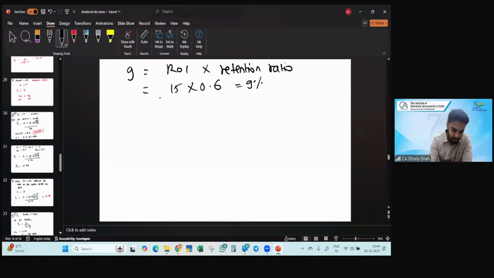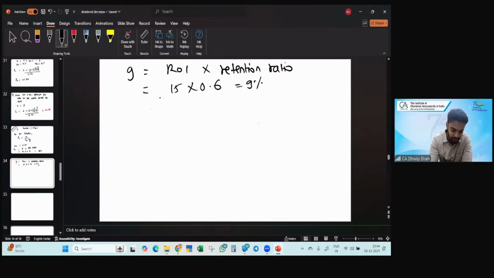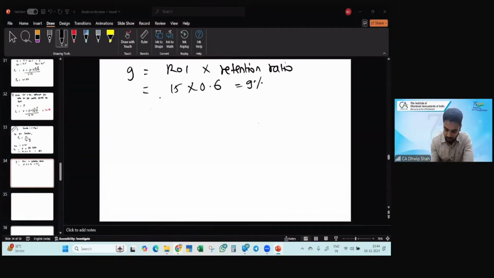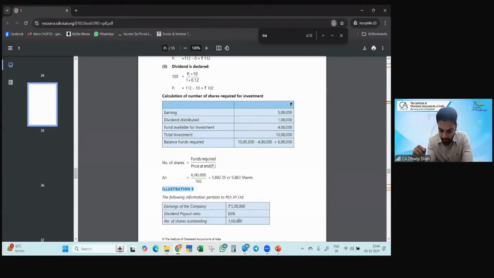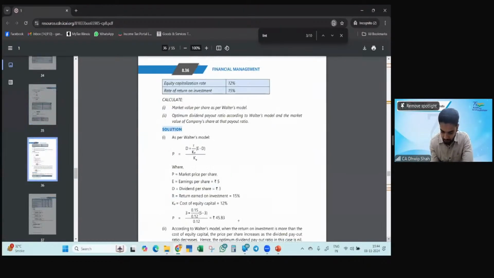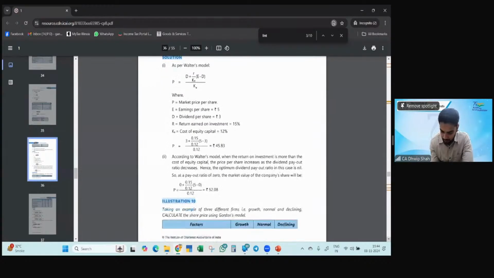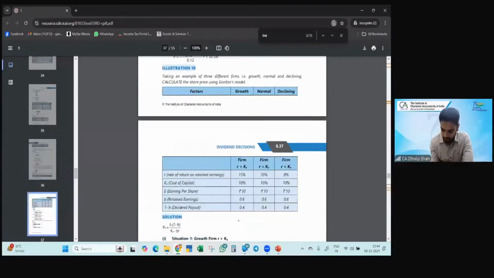First let's solve this and come back to that question, because the link will get broken. Now where was I? Which illustration were we solving? Illustration 10, right?